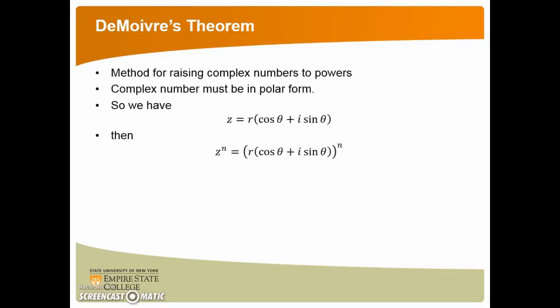When we raise the complex number z to the nth power, we are really raising the entire quantity r times the quantity cosine of theta plus i times the sine of theta to the nth power. De Moivre's theorem says that if we have this situation, a simplified form of the answer equals r to the nth power times the quantity cosine of n times theta plus i times the sine of n times theta. Let's take a look at an example.